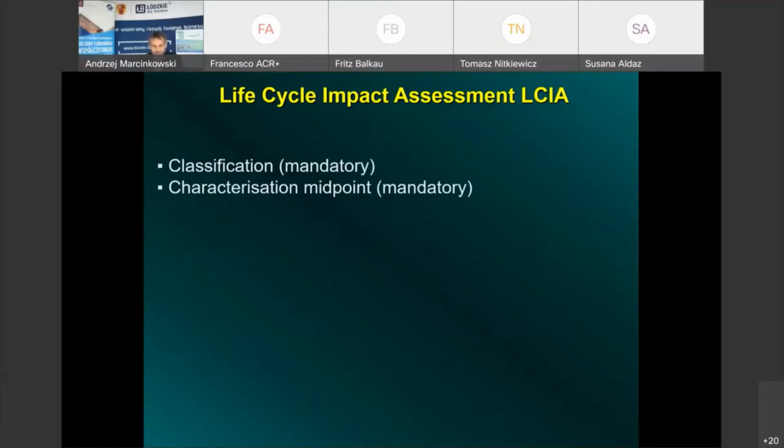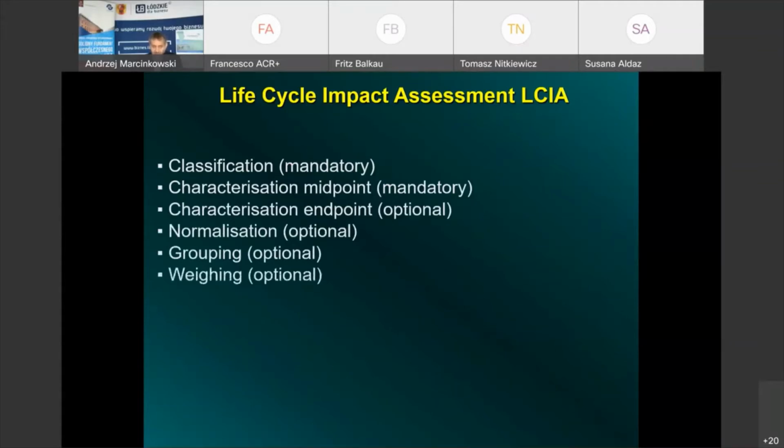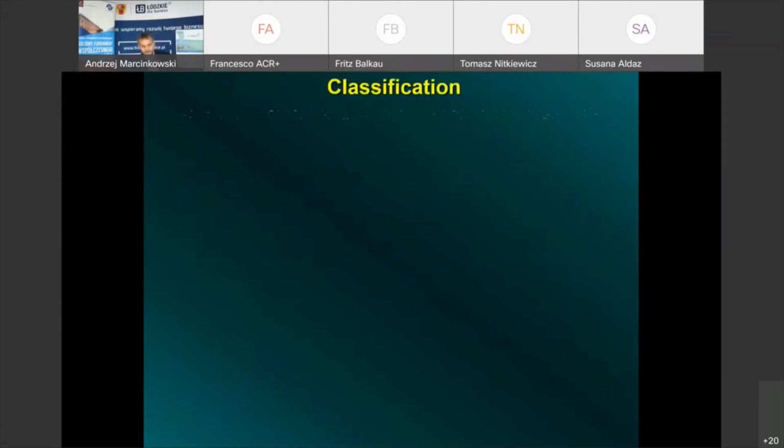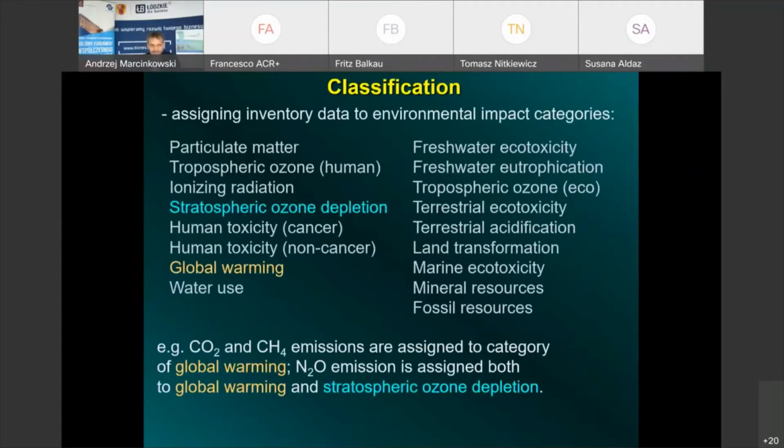Here we've got two mandatory procedures, classification and characterization, and some optional ones like endpoint characterization, normalization, grouping, weighting. And now the following slides show how these procedures apply to convert inventory data into the specific environmental impact. First procedure is classification. It consists in assigning inventory data to environmental impact categories. And in this case, we've got 17 different impact categories. And the principle is like this. For instance, carbon dioxide and methane emission are assigned to category of global warming, whereas nitrous oxide emission is assigned both to global warming and stratospheric ozone depletion.